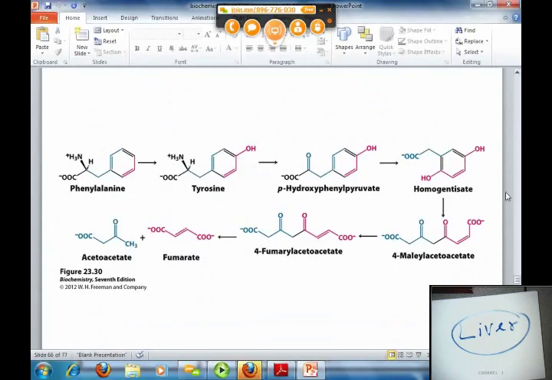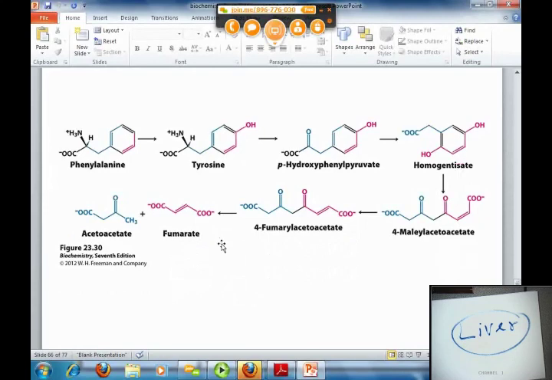Okay, phenylalanine, tyrosine, homogentisate, maleylacetoacetate, fumarate, and acetoacetate. These are the degradative pathway of phenylalanine. If I ask the question, what is the fate of phenylalanine? You have to say phenylalanine, tyrosine, para-hydroxyphenylpyruvate, homogentisate, 4-maleylacetoacetate, 4-fumarylacetoacetate, and fumarate and acetoacetate. So finally the end product is acetoacetate.